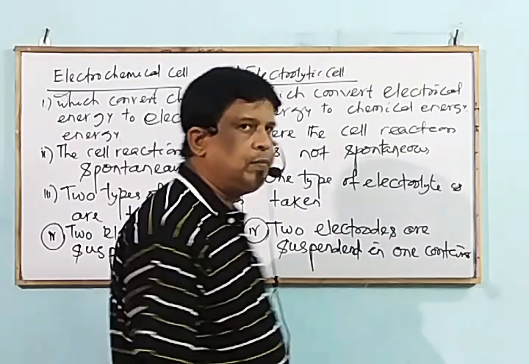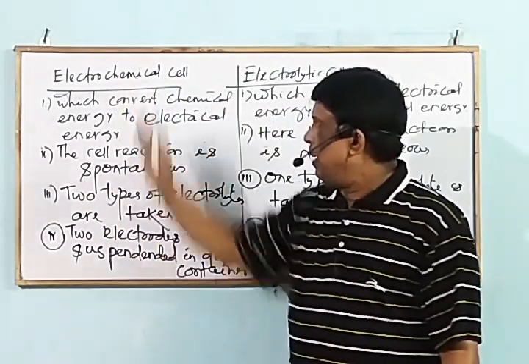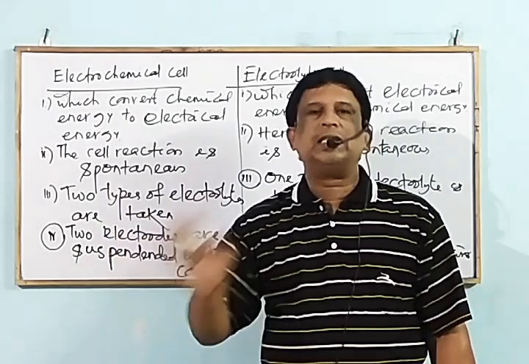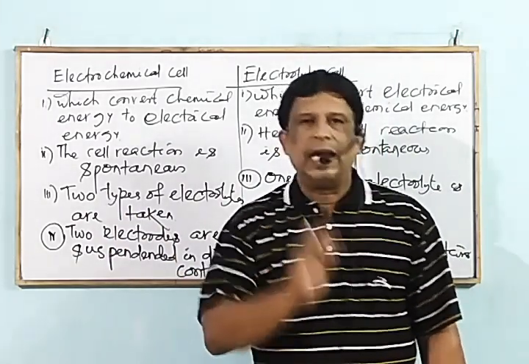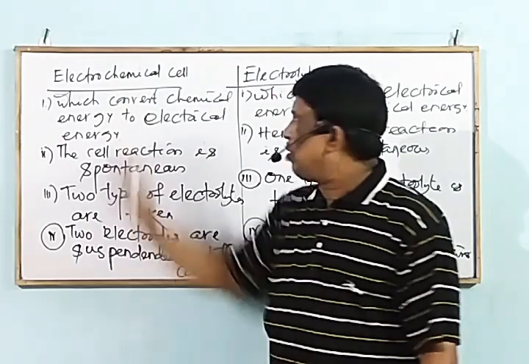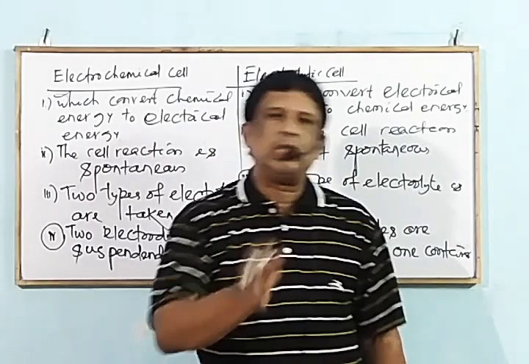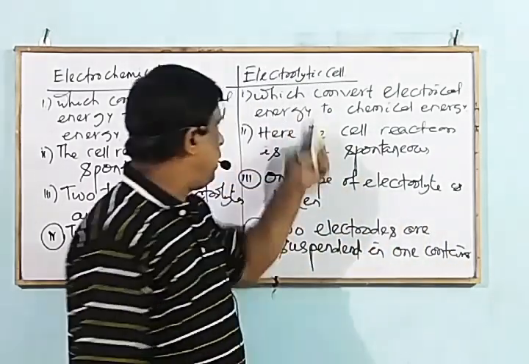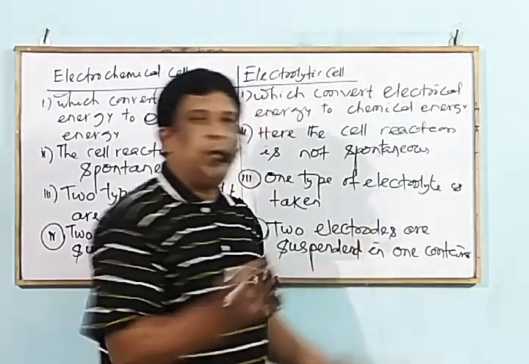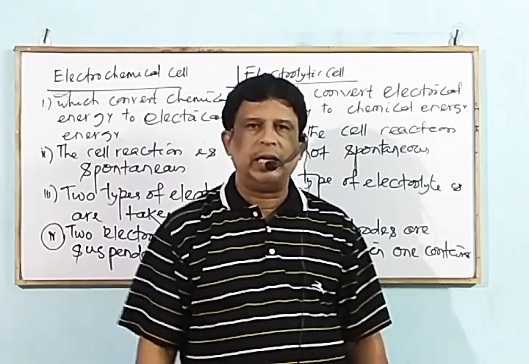Next point. In case of electrochemical cell, anode is negative, cathode is positive. Very, very important. In case of electrochemical cell, anode is negative, cathode is positive. Whereas in case of electrolytic cell, the difference is there. That is, anode is positive, cathode is negative.